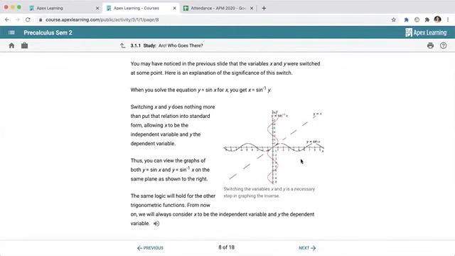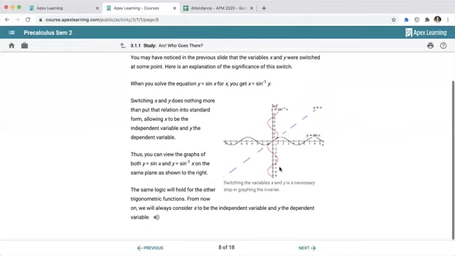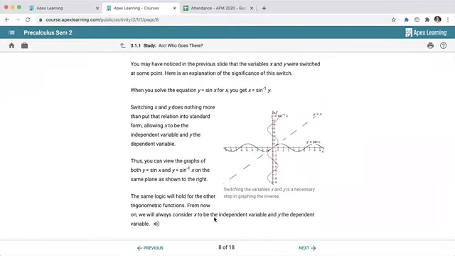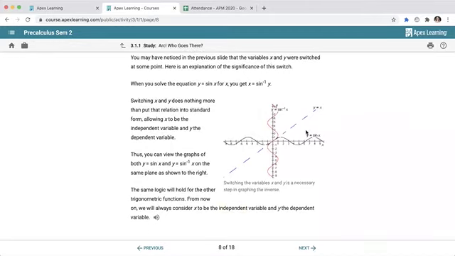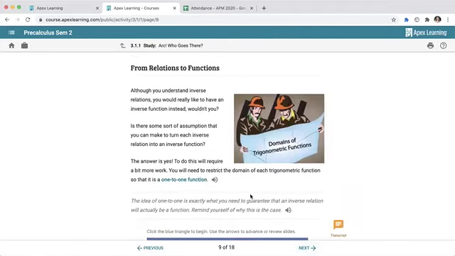If we look here again, our black is our original sine of x, and our red is our arcsine, or sine to the -1 of x, looking at them on the same plane. Moving forward, we're going to consider x to always be our independent variable and y our dependent variable. But again, what we should notice is that the red, our inverse, is no longer a function.